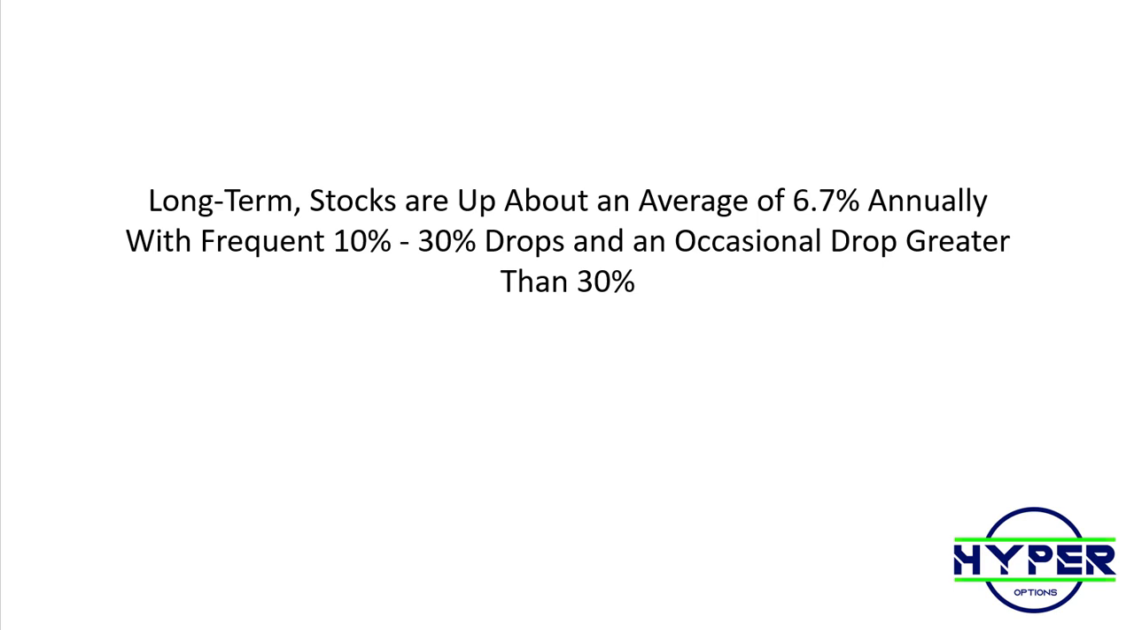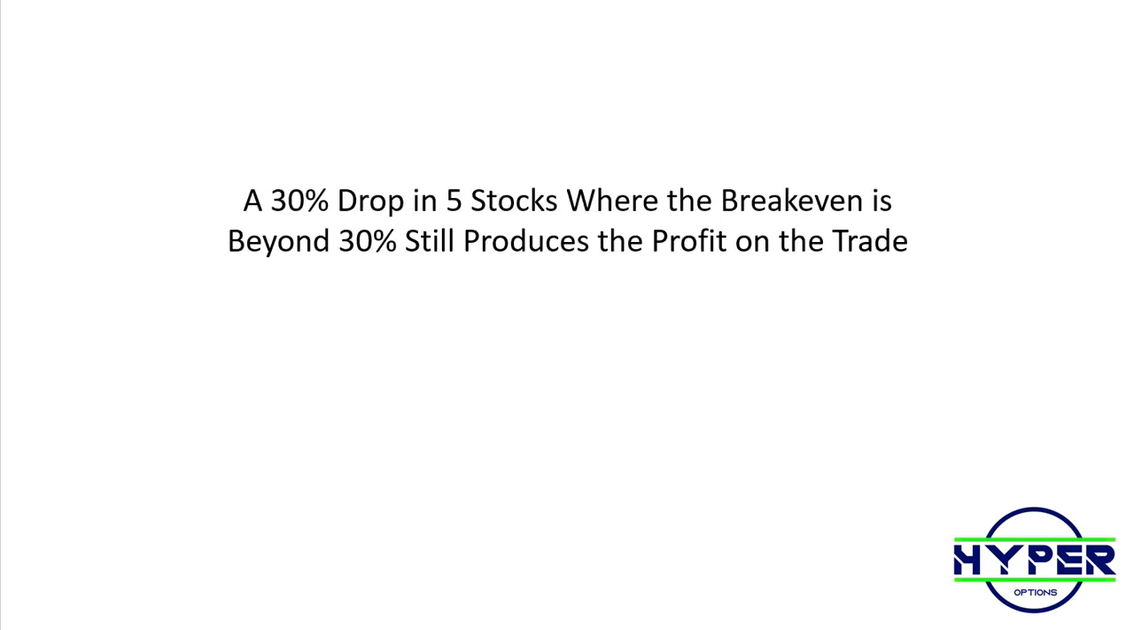Okay, now long term, stocks are up about, again, an average of 6.7% annually after accounting for inflation, with frequent 10 to 30% drops and an occasional drop greater than 30%. We saw it this year with the pandemic, a drop that was greater than 30%. But it immediately rebounded, by the way. But in normal market conditions, this is what's going to happen. And over the long term, you really can't expect much more than 6 or 7% after you adjust for inflation.